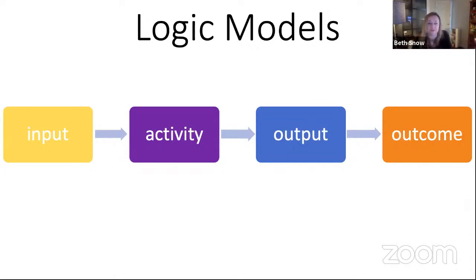Activities are those things your program does. Outputs are the direct result of what you do. So if you do a training workshop, the result of that is people are trained. And then the outcome is what happens beyond that.